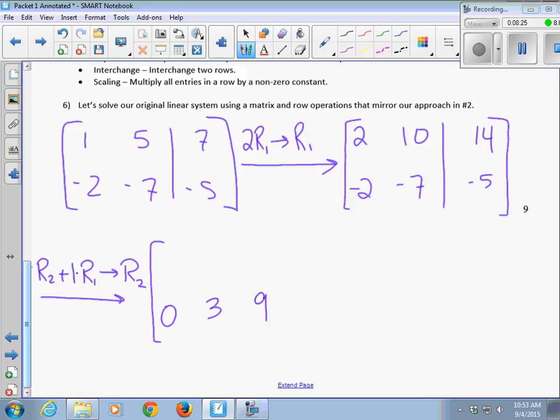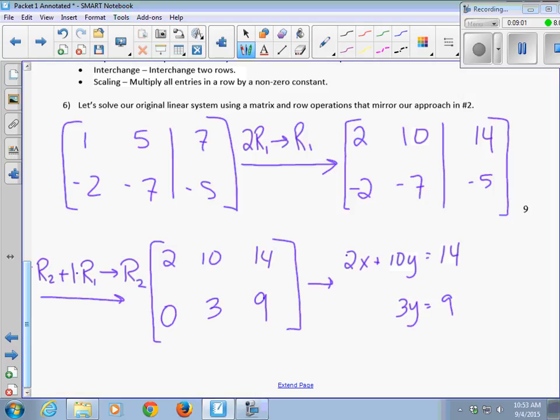Now row 1 remains unchanged here. Row 1 is involved, I'm adding it, but it does not change. I'm just using it to change row 2. So row 1 just gets copied. Okay, so now at this point, I have eliminated a variable. I have a 0 in the x column. So I can translate this to a set of equations that says 3y equals 9 and 2x plus 10y equals 14.